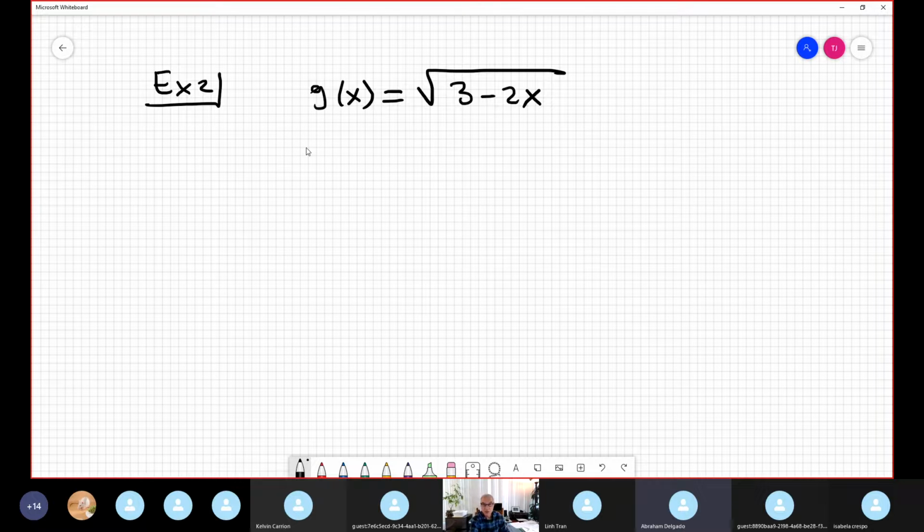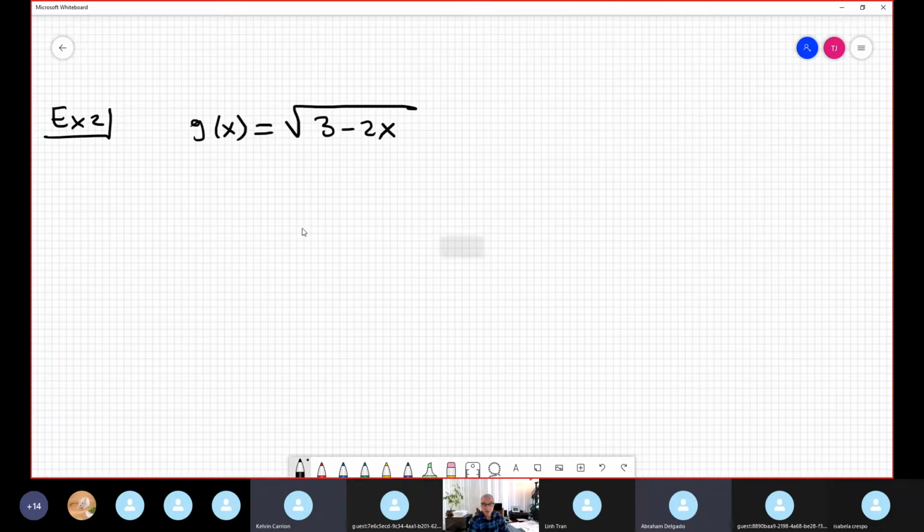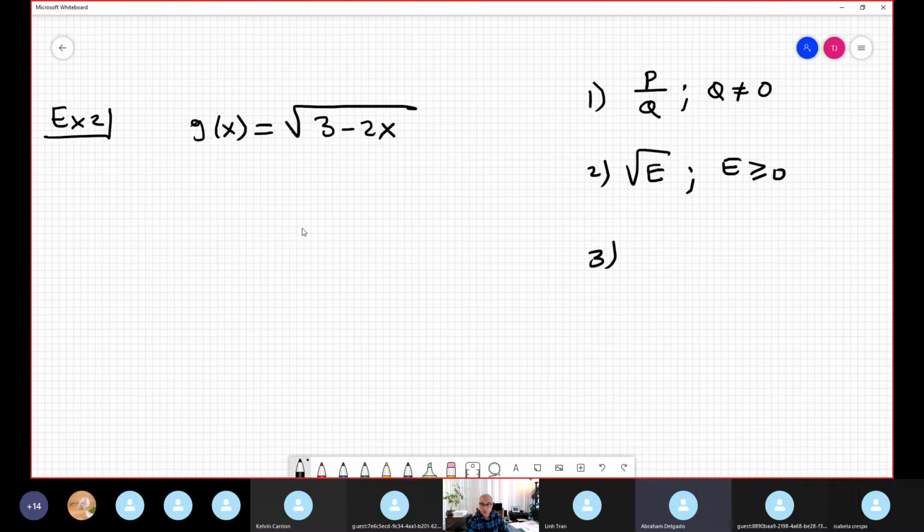Let me copy the idea for the restriction again. This is important. What kind of restriction? Number 1, number 2, or number 3? Number 1 is P divided by Q. Number 2, you are right: radical E, E non-negative, and P divided by radical E, E positive. He said that we have a restriction like that.